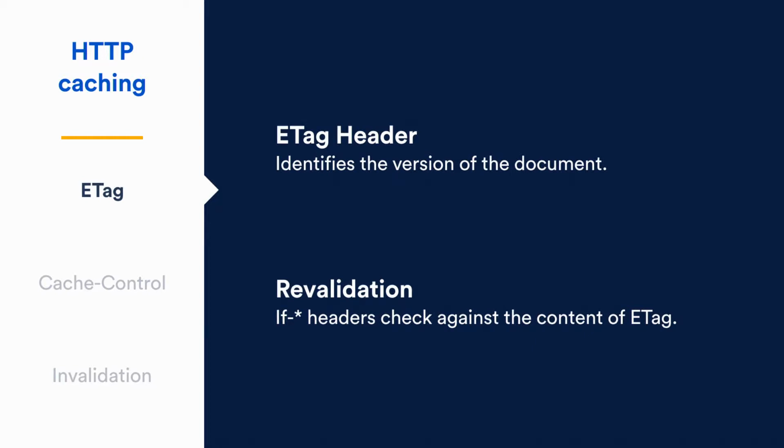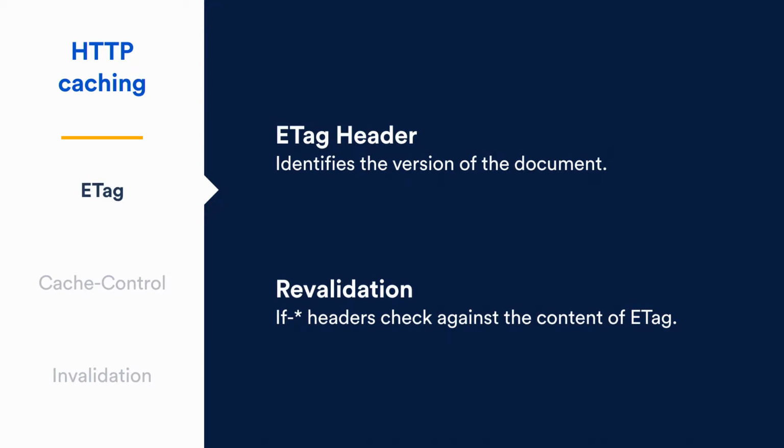So the ETAG header identifies the version of the document. And usually that means that when you request a resource, it comes back with the header containing the ETAG value, for example, an MD5 hash of the content that identifies this resource. But it doesn't have to be the content hash. It could be anything. It could be the version number. It could be a date. It could be any string that represents the version of the document.